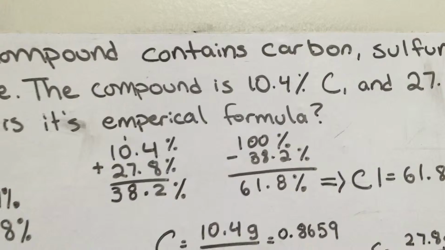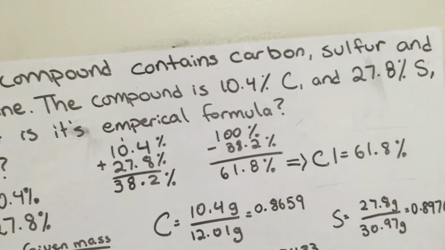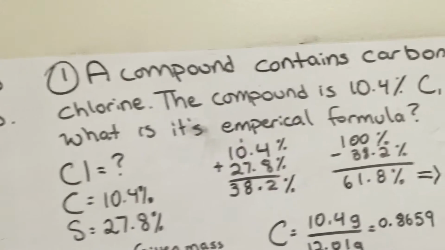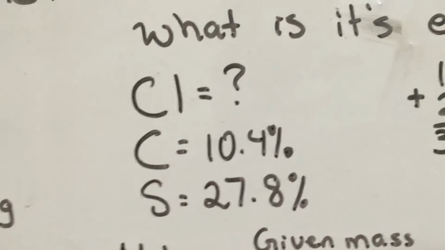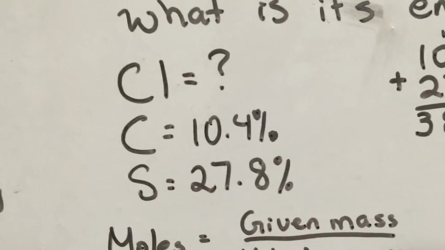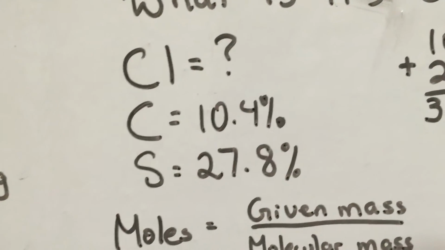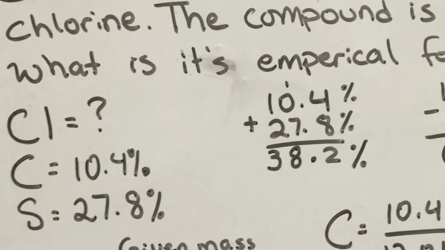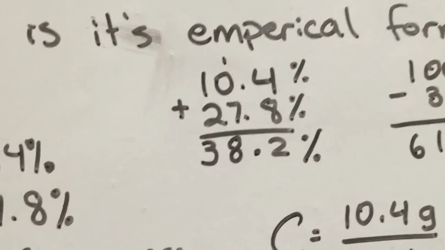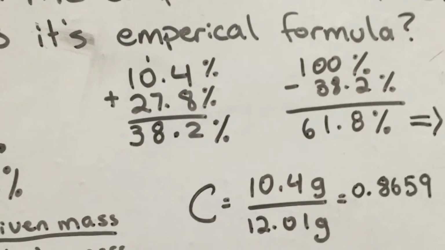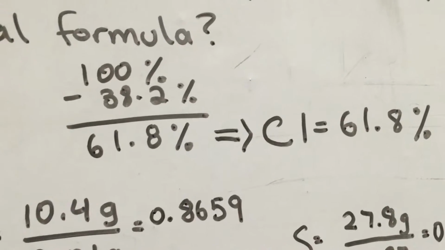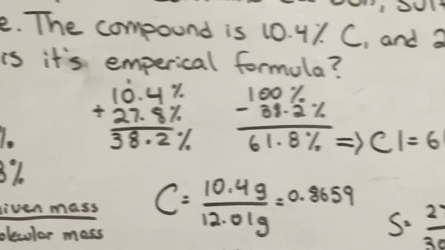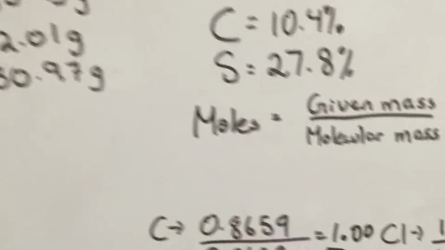The compound is 10.4% carbon, 27.8% sulfur, and it's asking us to find the empirical formula. So far, this is what we know, the percentage of each carbon and sulfur. In order to find the percentage of chlorine, we add to get our total percent of 38.2 and subtract that from the 100%, which gives us 61.8% chlorine.